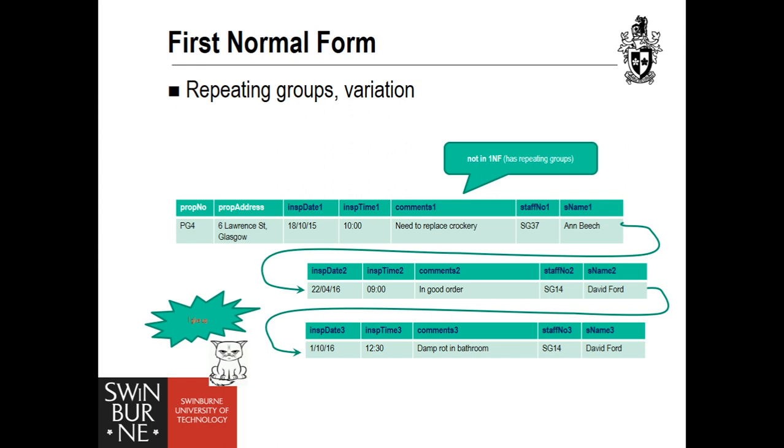The other problem is finding the particular visit. If we want to find a particular inspection, we have to look at three attributes: inspect date 1, inspect date 2, inspect date 3. This is terribly impractical. It would take a very inexperienced designer to structure a table like this one.